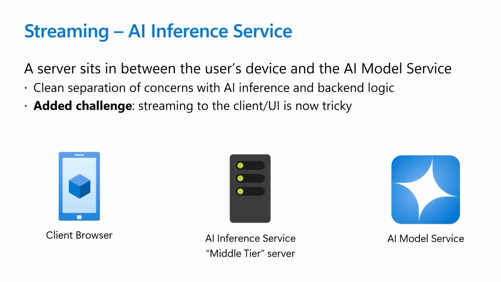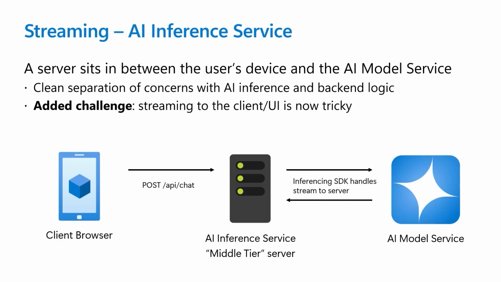The best alternative to running inference in the browser is to have an AI inference service in the middle. This means a server would sit in between the user's device and the AI model service. This gives a clean separation of concerns with AI inference and backend logic. The added challenge here is that streaming to the client and UI is now tricky. For example, the client's browser could send a post request giving the chat. The inference service would now have to handle the call to the AI model service using something like an inference SDK. While getting this stream is easy, we now run into an issue where we need to send something back to the user. This process turns out to be very tricky.